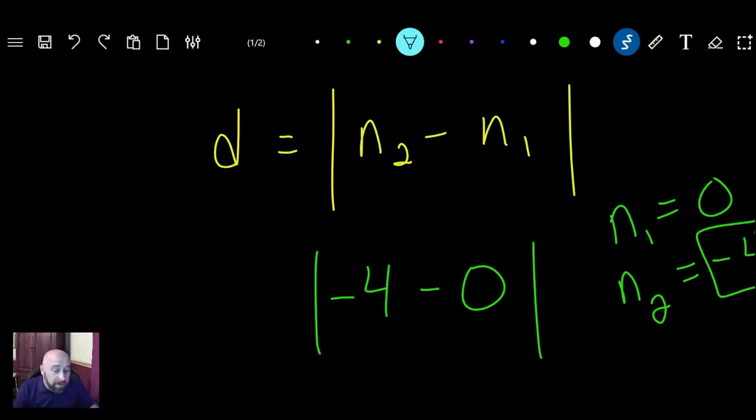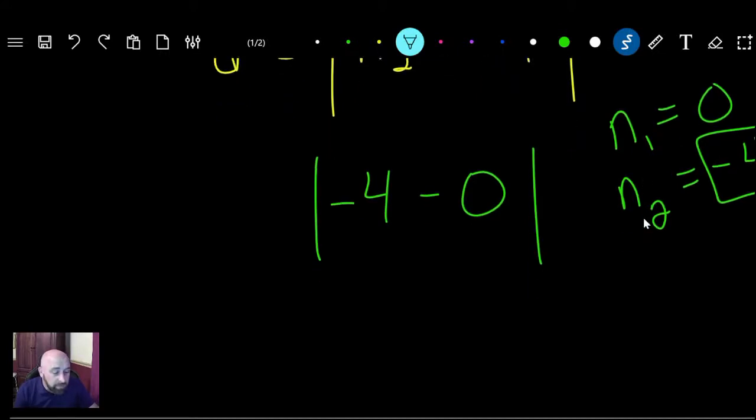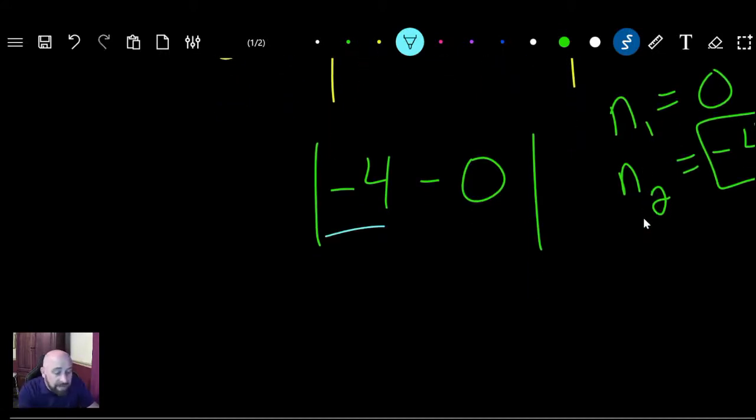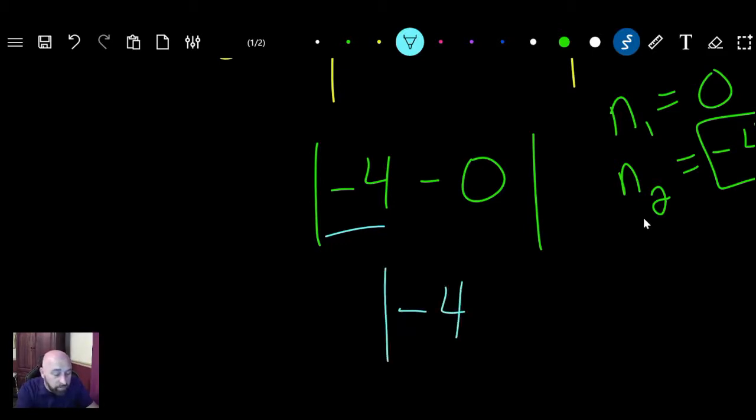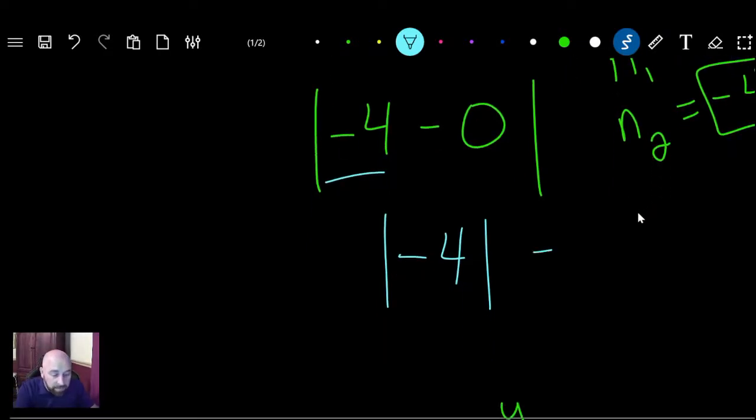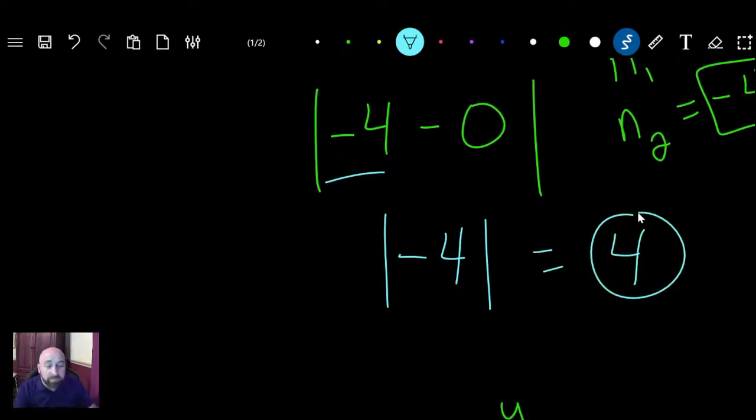So we're going to get that right here. This is going to be one of those types of questions. If I have -4 and I subtract 0, that means I still have -4. So the answer to this would be the absolute value of -4. Well, what is the absolute value of -4? The absolute value of -4 is 4. Technically it's not positive 4. That's an interesting question right there. It's just 4. It's 4 units.